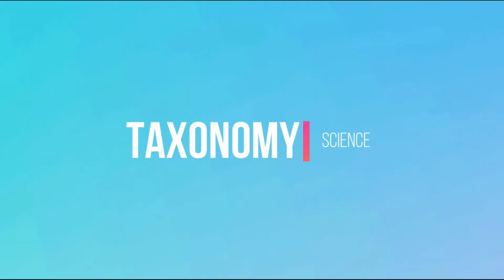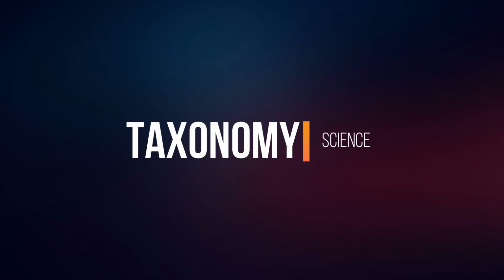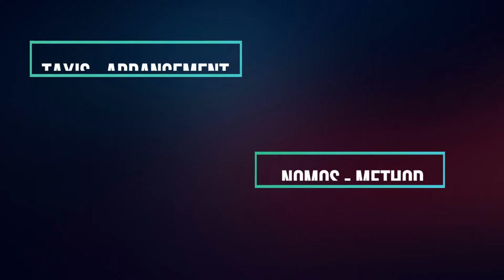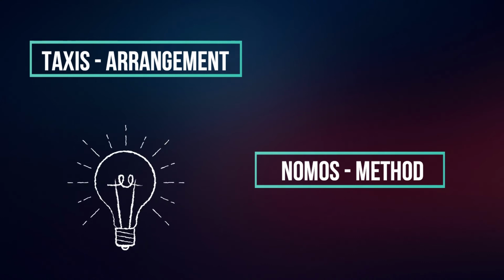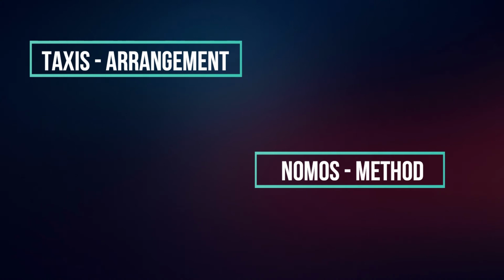In science, the practice of classifying organisms is called taxonomy. Taxonomy comes from two words. First is taxis, which means arrangement, and second is nomos, which means method.